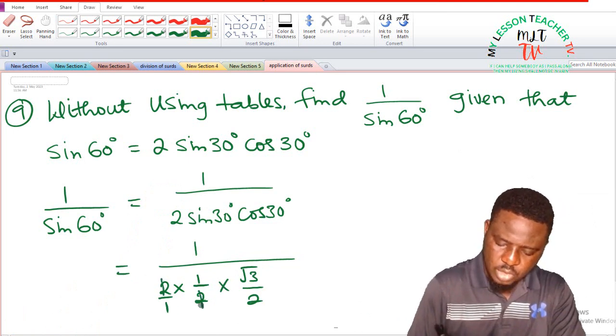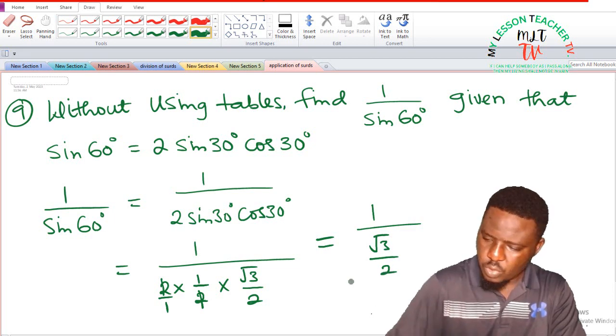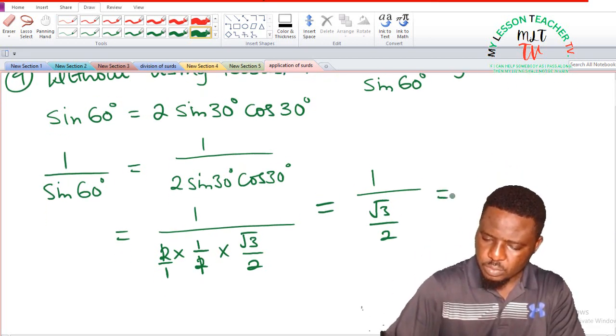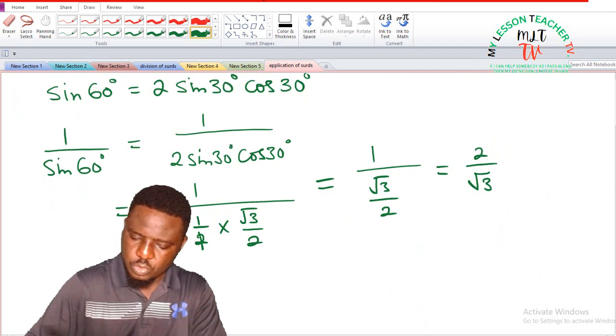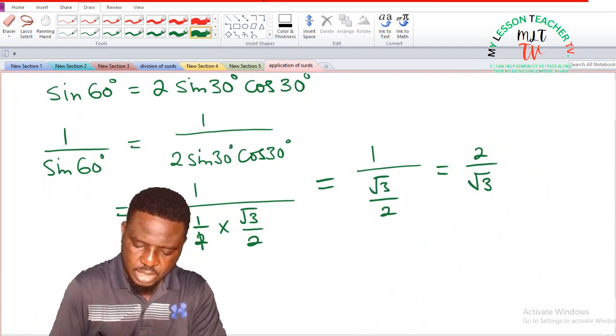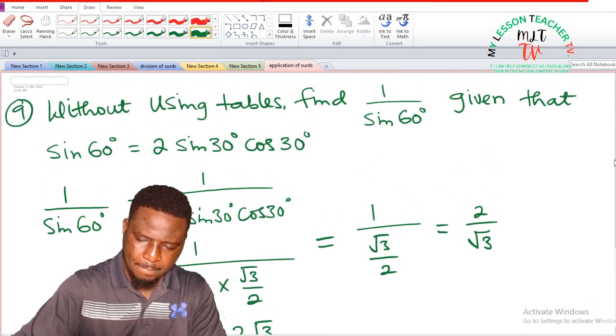So this is 1 over 2 times 1 over 2 times root 3 over 2, all over 1. So the 2 will cancel out itself, leaving you with 1 divided by root 3 over 2, which is equal to 2 over root 3. And in order for you to simplify this, you have to rationalize. So 2 over root 3 is equal to 2 root 3 over 3. So this is your answer.